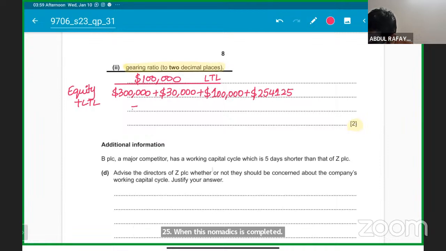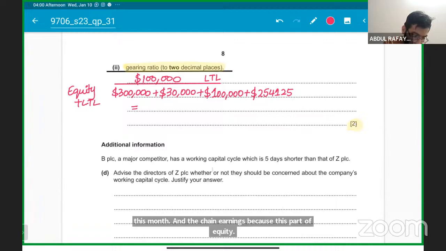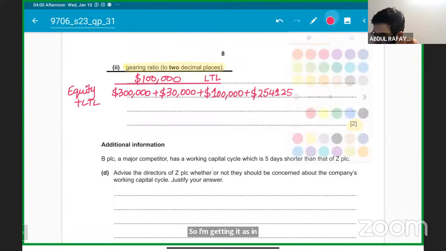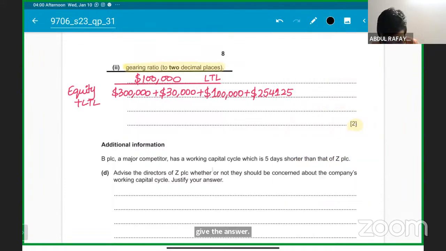Okay, so just add them: 100,000 divided by 300,000 plus this month, and retained earnings, because this is part of equity, into 100%. I have to give the answer to two decimal places. This is coming 14.62%. Yes, it is correct. Okay, everyone got it?